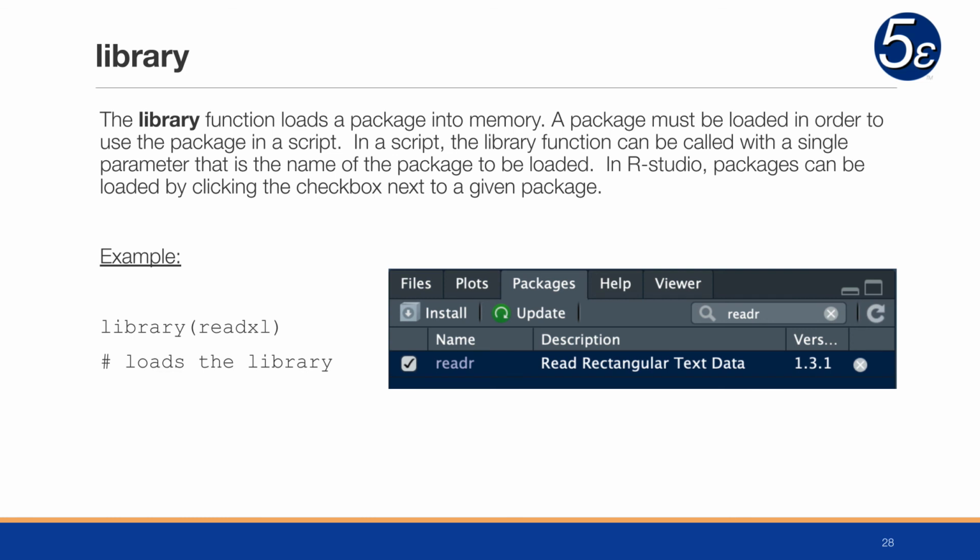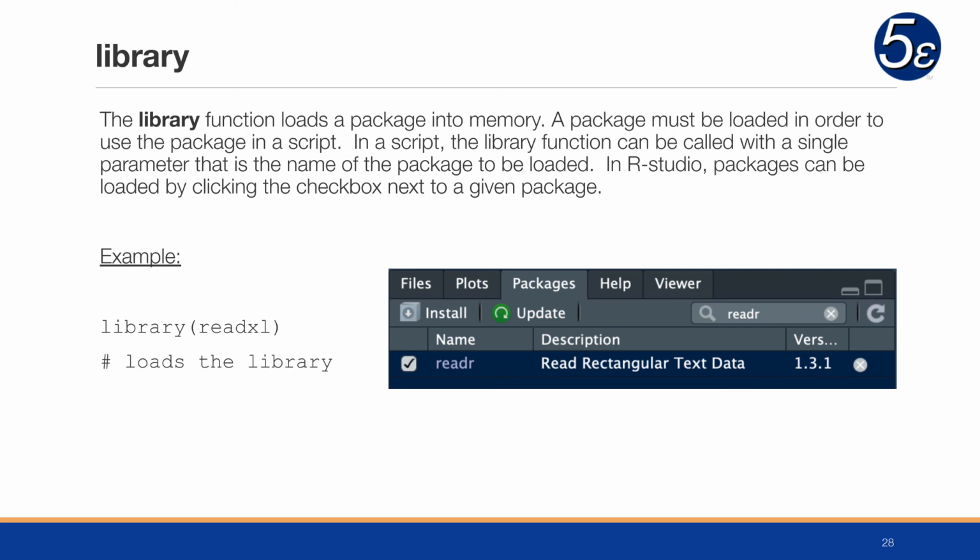Now, using the library function will load the package into memory so that it can be used. The reason it does this is because there's no need to have every package loaded up into memory. It will just take up too much space. So we'll tell R when we want to use a particular package that we're going to load it into memory using the library function. So in a script, you might actually put your library function call.